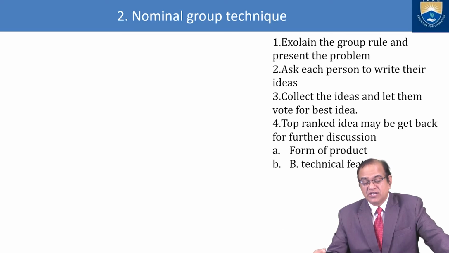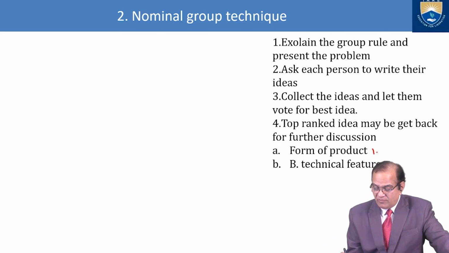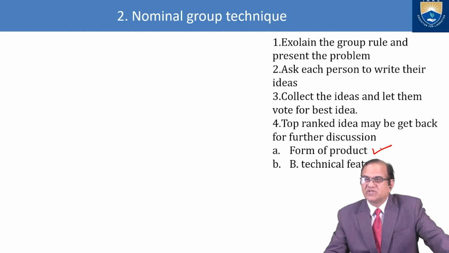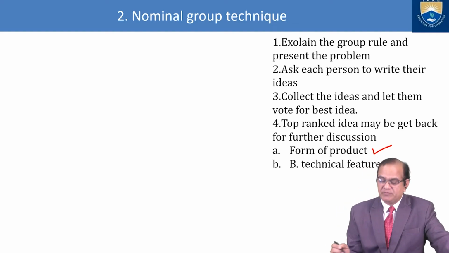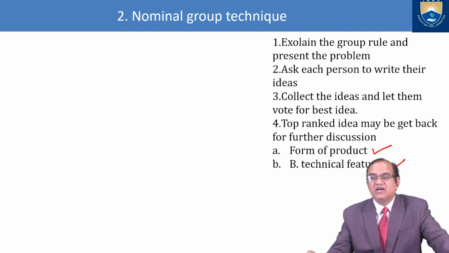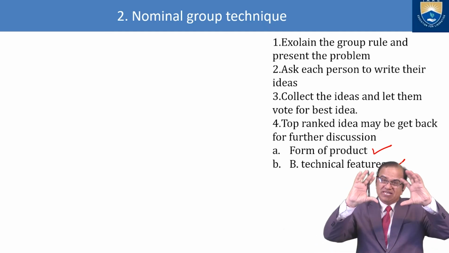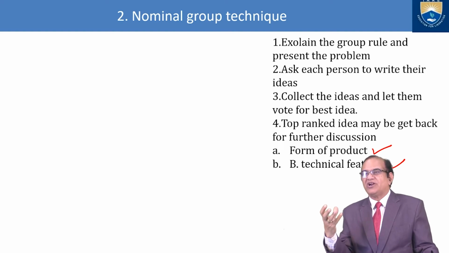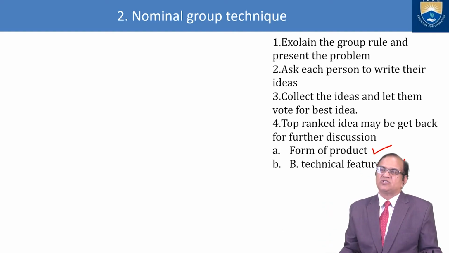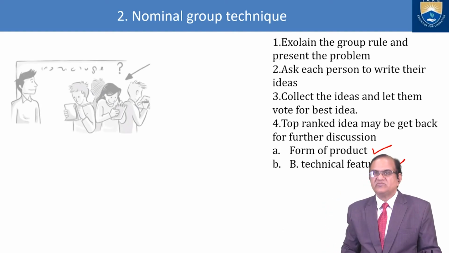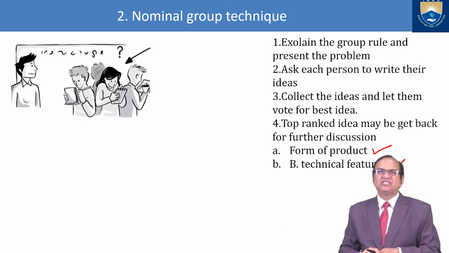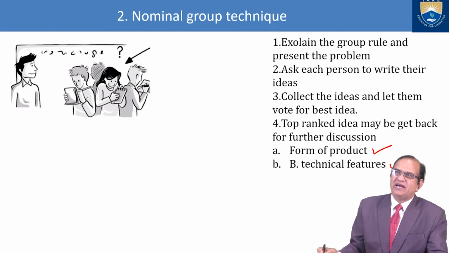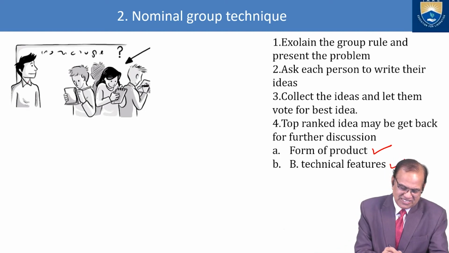Further discussions are required on the form of the product, which type of product, and the technical features of the product. So the basic infrastructure is selected, but further detailing of the product is very much essential. So that has to be discussed. Here you can see: explain the group rule and present the problem. Here is the leader.